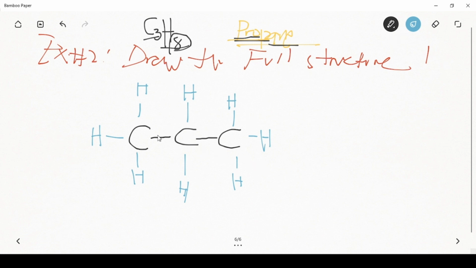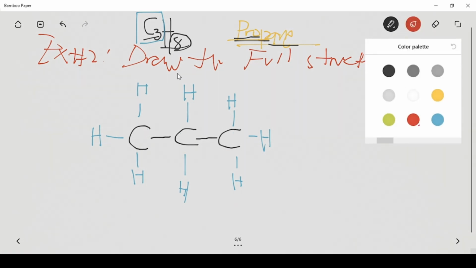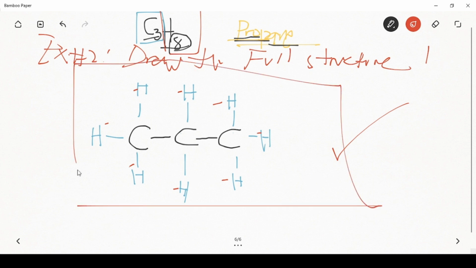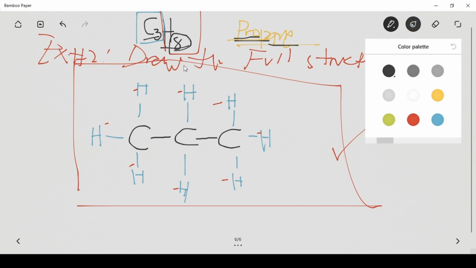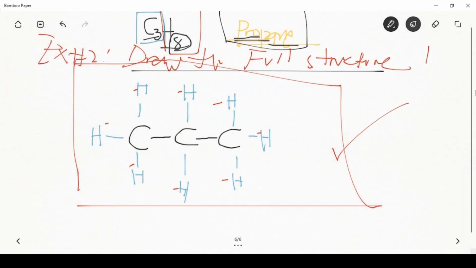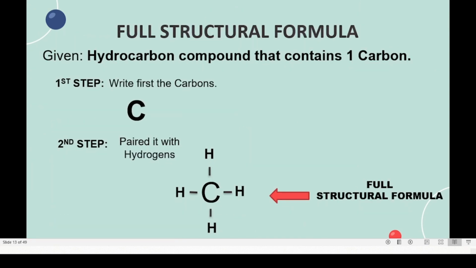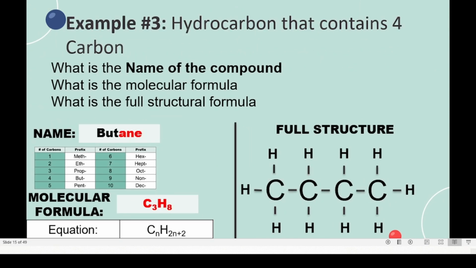To double check if it is correct, we must count the number of carbons and hydrogens. The number of carbons here are 1, 2, 3, therefore it is C3. And the number of hydrogens are 1, 2, 3, 4, 5, 6, 7, 8. So there are 8 hydrogens. Therefore, this is correct. This is the full structure of propane. Okay, I hope so. Let's go back to the PowerPoint. That's how you get the full structure of an alkane.